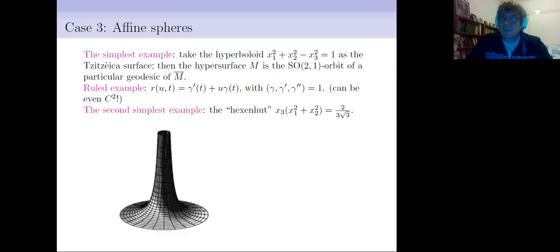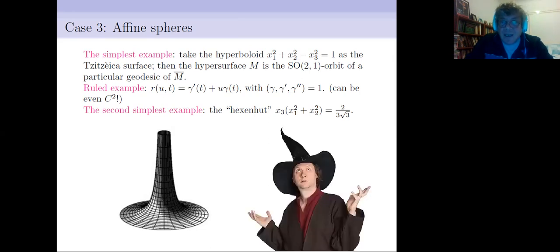This is how it looks. We have x3 multiplied by x1 squared plus x2 squared, and the right-hand side is just scaled in the way that we have the correct number. And just to finish my talk, here is another example of the hexagon hat. This is how it looks in the real world. Thank you for your attention. I think I'll stop here.